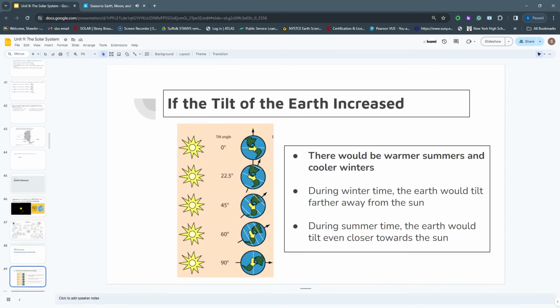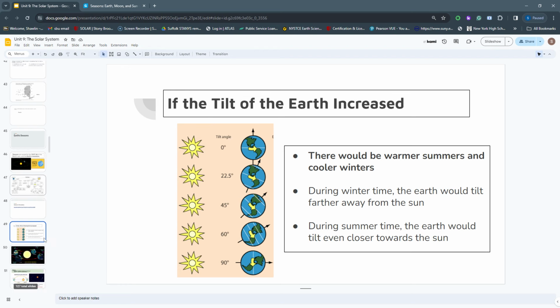Okay, and this is what is showing over here. As my tilt is starting to increase up to 90 degrees, if that ever happened, it hasn't happened. If it did, then our wintertime would be very, very cool, extremely cold, and our summertime would be extremely hot.